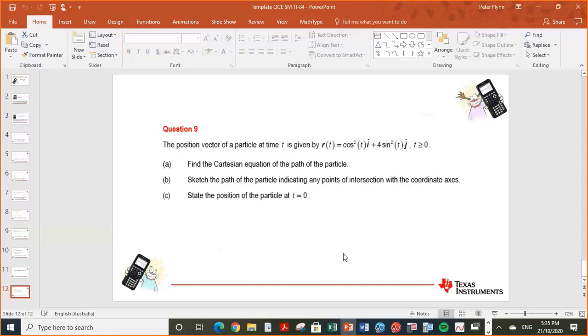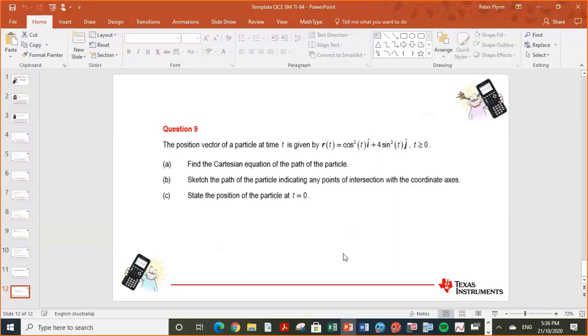So we'll finish up with a couple of minutes of looking at what the path looks like. We'll determine any intersection points with the coordinate axes, and we'll also see where the particle starts. Now, what's really important in these questions, a common question is to ask, what's the initial position of the particle? And in particular, if we were dealing with a circle or an ellipse, is it travelling anti-clockwise or clockwise?